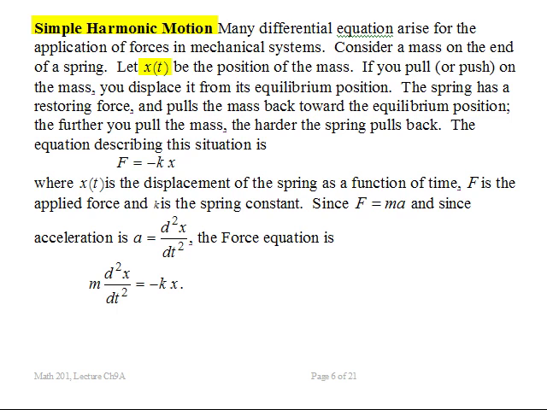It could be sinusoidal, exponential, who knows? I don't know what it is. I just know x is going to be the location of the mass on the end of the spring. It's going to vary with time. So say you pull or push on the mass and you displace it from its equilibrium position. The spring has a restoring force and it will pull the mass back towards the equilibrium position. It overshoots and then it oscillates back and forth, right?